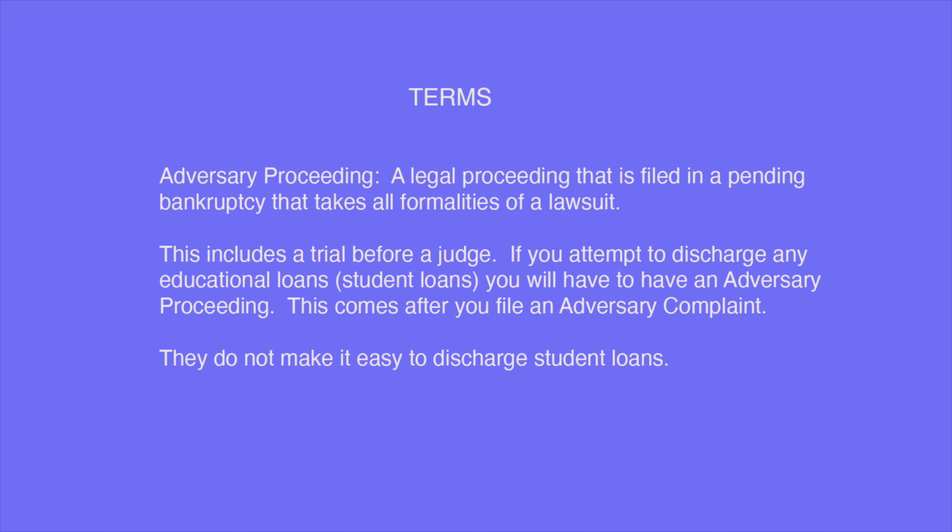Adversary proceeding is a legal proceeding that is filed in a pending bankruptcy that takes all formalities of a lawsuit. This includes a trial before a judge. If you attempt to discharge any educational loans, student loans, you will have an adversary proceeding. This comes after you file an adversary complaint. They do not make it easy to discharge student loans.